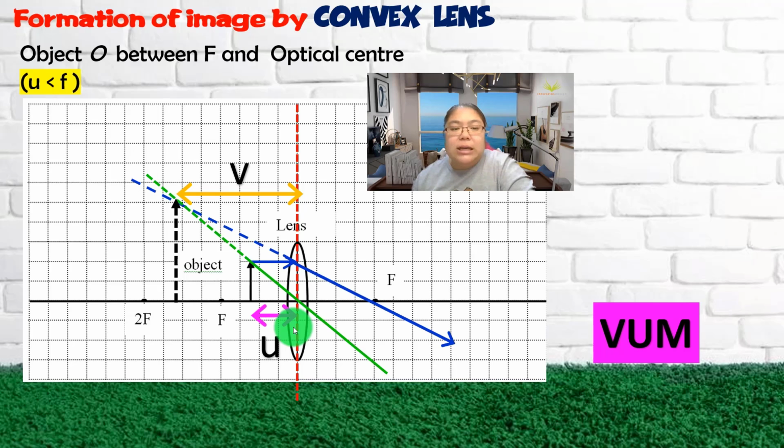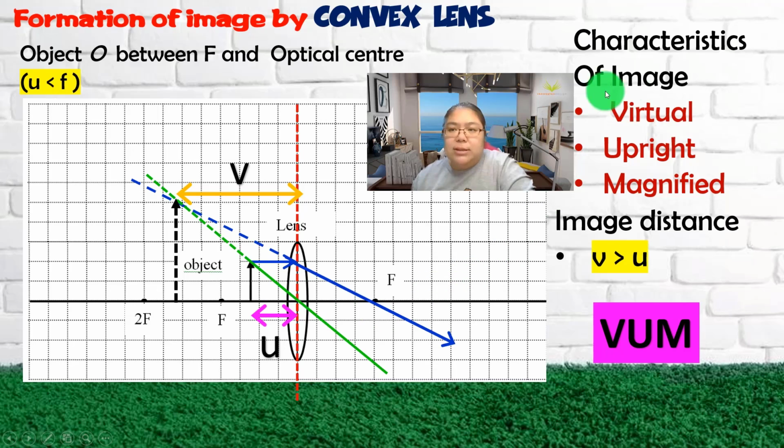Now we're going to see the image comparison. Okay, now you see the characteristics of the image. First one, virtual, because they happen at part 1. Virtual means they cannot be captured on the screen. For this situation, we apply it to the magnifying glass. With a magnifying glass, you can see the image. When I just use paper to catch it, you cannot see the image. That one we call a virtual image.